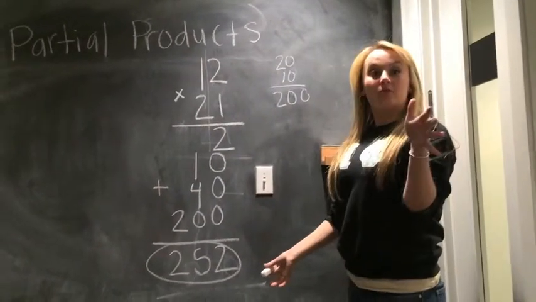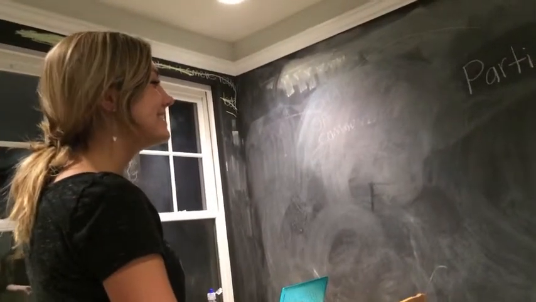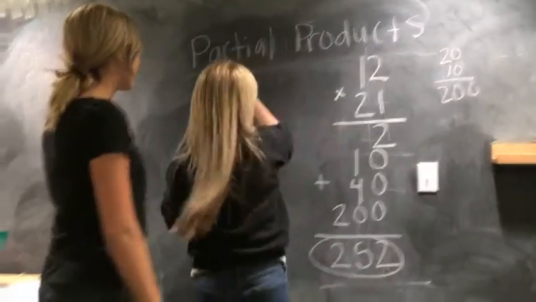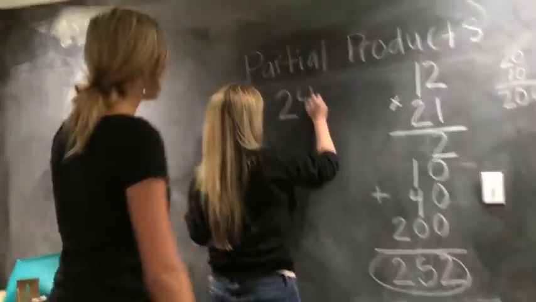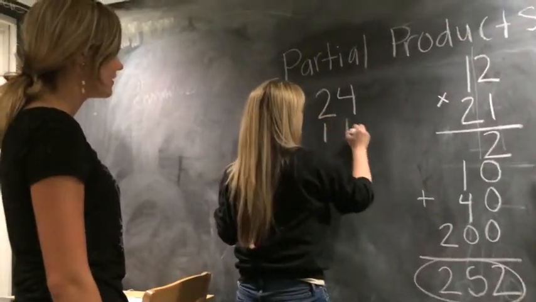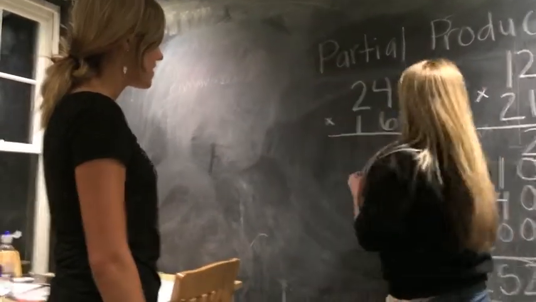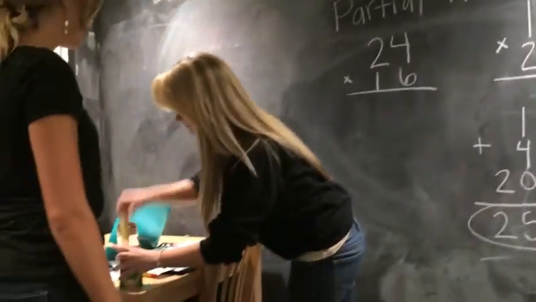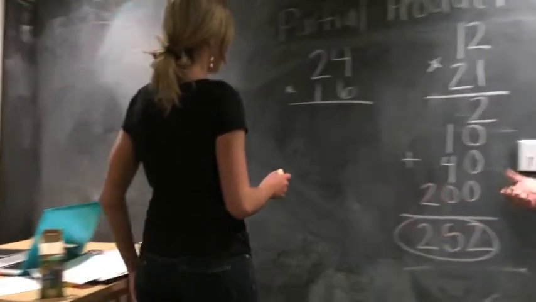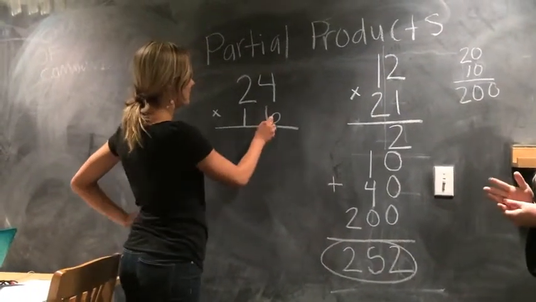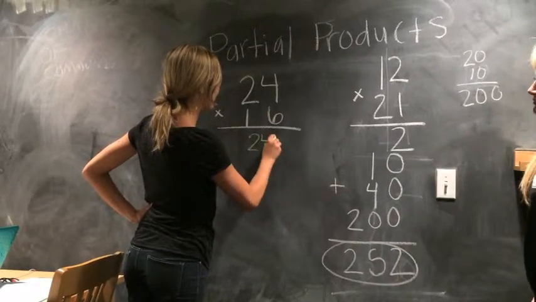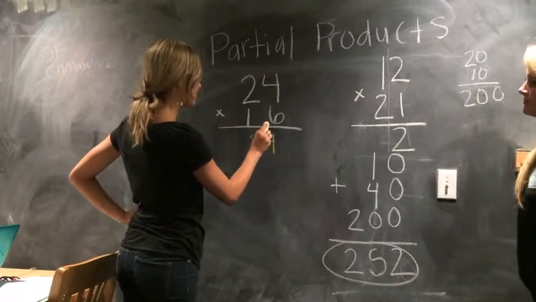So does anybody want to try to do it on their own? Sydney? All right, well come on up. Let's give you a problem. Here we go. We're going to do 24 times 16. Do you want to do it in a different color? Okay. All right, so where do we begin, Sydney? Here and here. 6 times 4, correct? Do you know what that is? Very good. Now what's the next step?